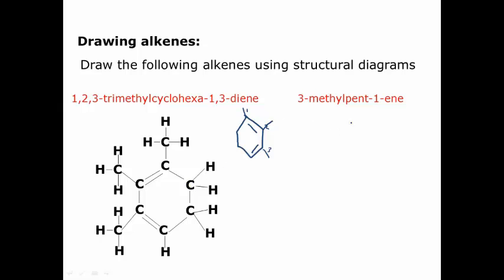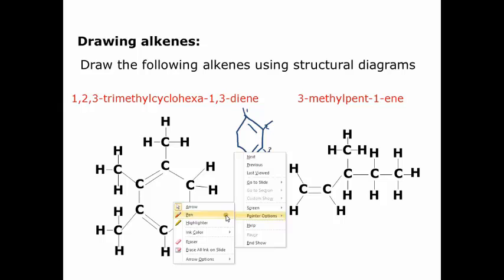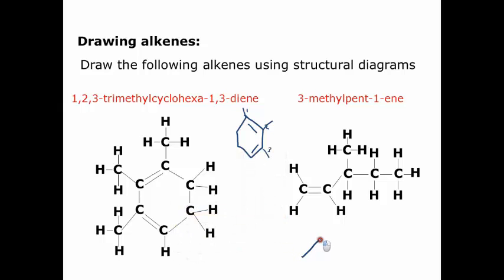3-methylpentene, pardon me. Okay, so here's carbon 1, carbon 2, carbon 3, carbon 4, carbon 5. Pentene, the double bond is there. So this is carbon 1, 2, and here's carbon 3, 4, and 5 with my methyl branch at carbon 3. You'll notice that when it's not a ring structure, the numbering system must be included. It's only with ring structures that have a single double bond where you do not need to include the position number of the double bond.